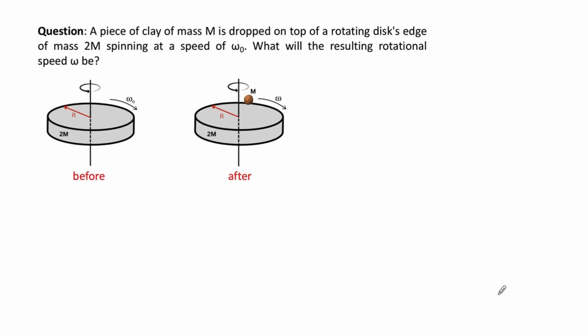A piece of clay of mass m is dropped on top of a rotating disk's edge of mass 2m, spinning at a speed of omega 0. What will the resulting rotational speed omega be?